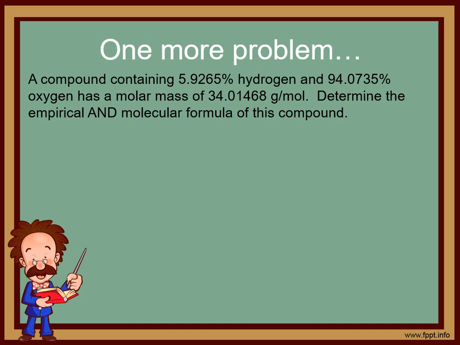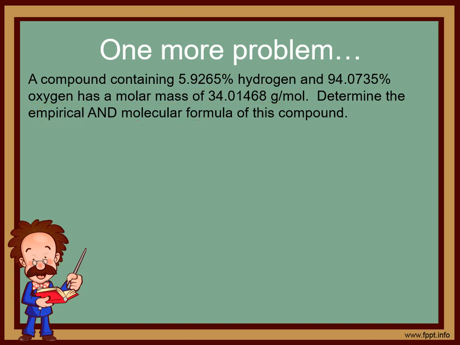I want you to find first the empirical formula. We have 5.9265% hydrogen, 94.0735% oxygen. First, find the empirical formula. Once you have the empirical formula, find the mass of the empirical formula. You also have the molecular mass here. Use that to find the molecular formula of the compound. Get ready, get set, go.